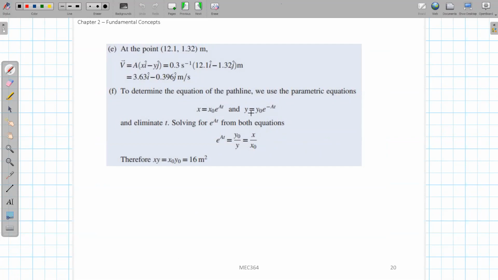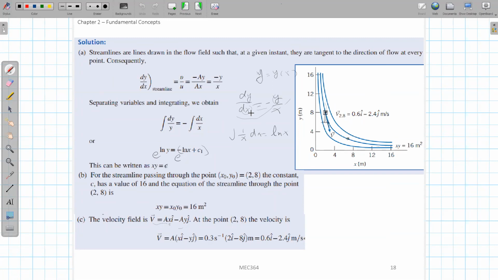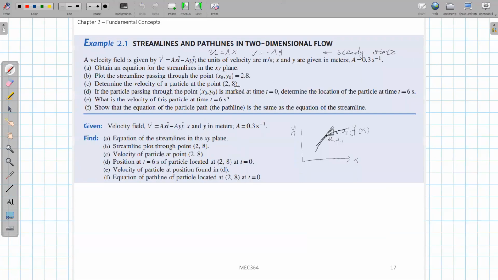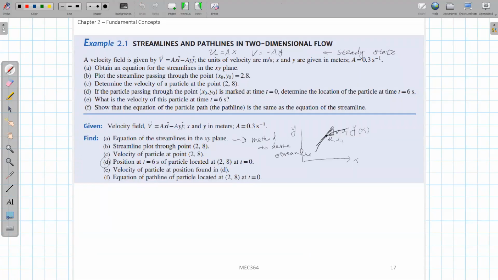So what is this example problem telling us? This example problem basically tells us that question A gives you a method to derive the streamline. You know the procedure for how to derive a streamline from question A, and D and F, added together, give you a method for how to derive a path line, based on the different definitions.